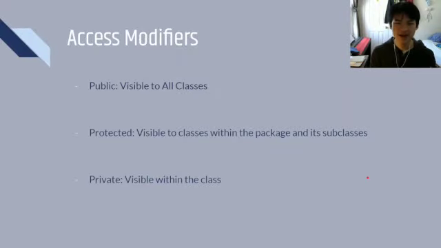Last but not least, we have access modifiers. There are 3 in particular that we need to focus on: public, protected, and private. Public means that the method is visible to every single class in the project. Protected means that the code is visible to classes within the package and its subclasses. And private means that the method is only visible within the class that it's in.